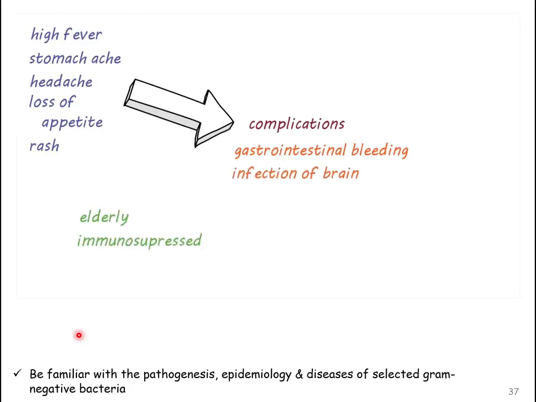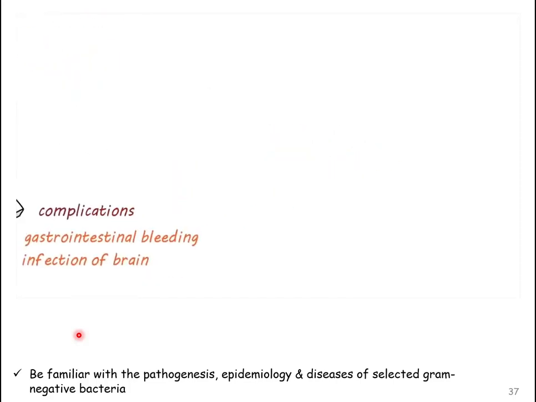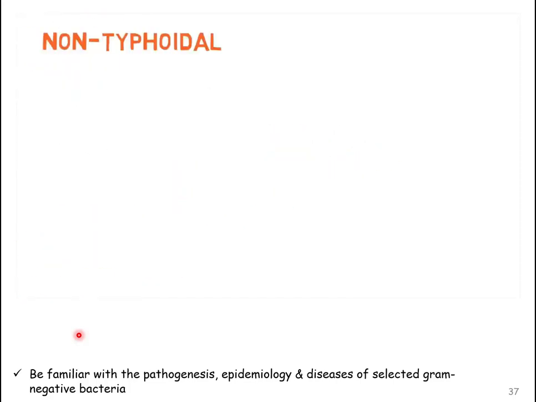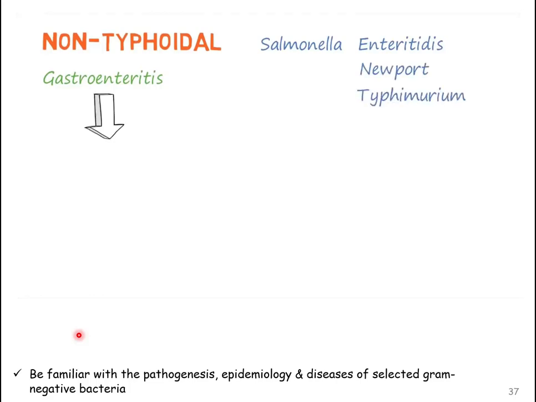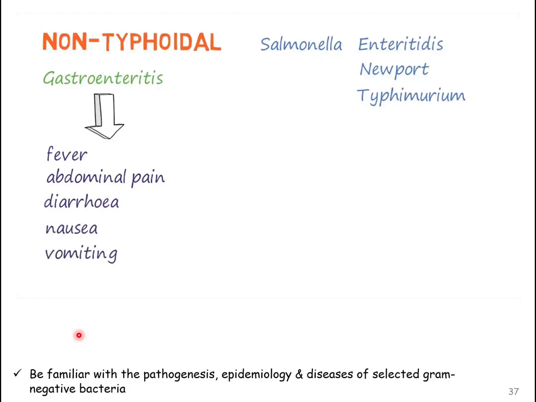The elderly and those with weakened immune systems are at a higher risk of complications. Non-typhoidal salmonellosis is typically characterized by a gastroenteritis and is commonly caused by salmonella types like Enteritidis, Newport, and Typhimurium. Symptoms are usually a fever, abdominal pain, diarrhea, nausea, and sometimes vomiting.